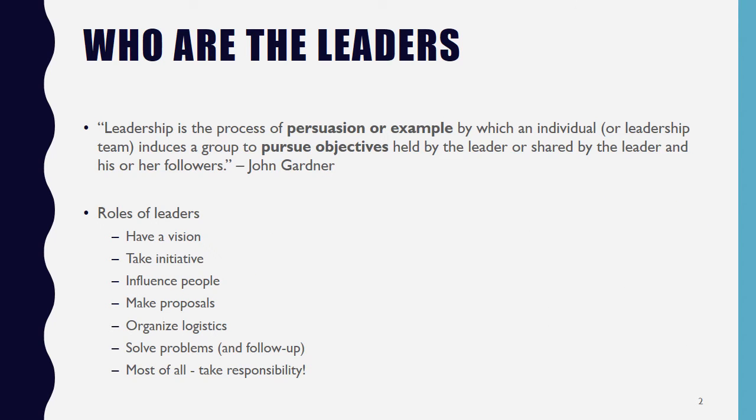Leaders are individuals that induce their followers to pursue objectives, and they do so by setting an example or persuading these followers. The role of leaders includes tasks such as having a vision, taking initiative, influencing people, solving problems, and most important of all, taking responsibility.